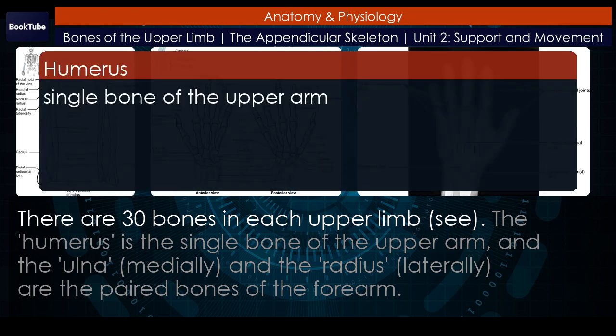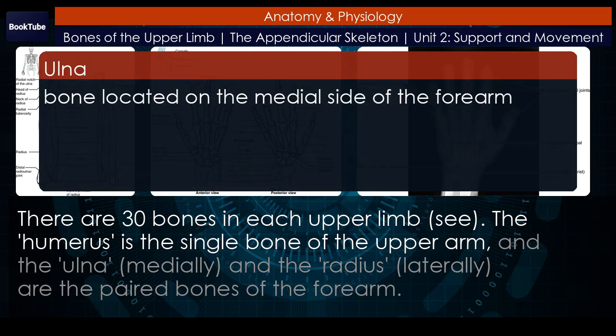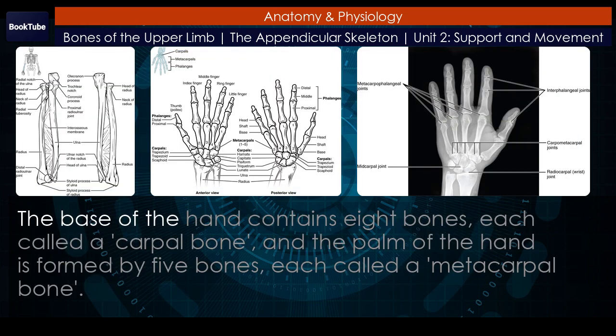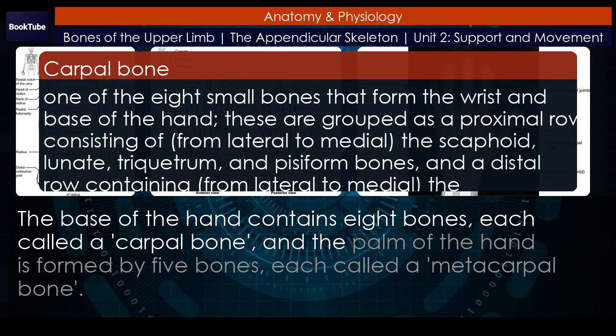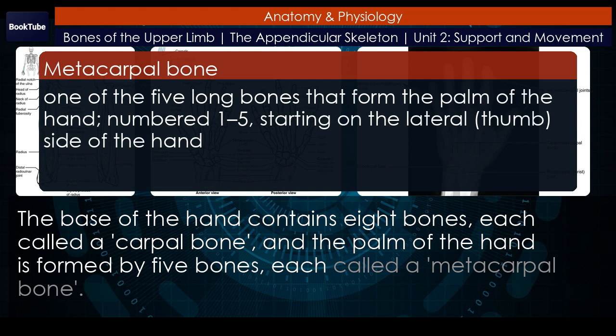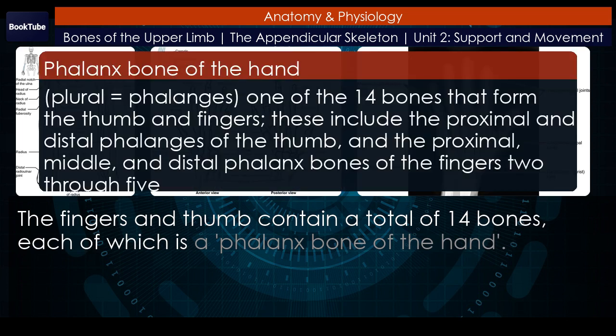The humerus is the single bone of the upper arm, and the ulna, medially, and the radius, laterally, are the paired bones of the forearm. The base of the hand contains 8 bones, each called a carpal bone, and the palm of the hand is formed by 5 bones, each called a metacarpal bone. The fingers and thumb contain a total of 14 bones, each of which is a phalanx bone of the hand.